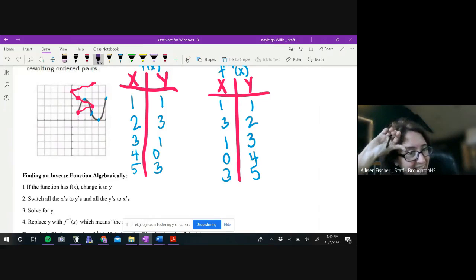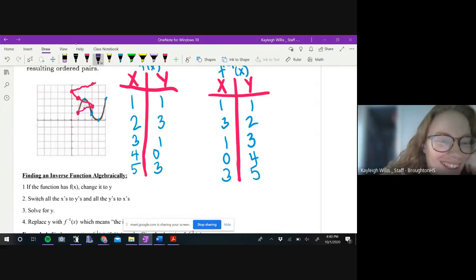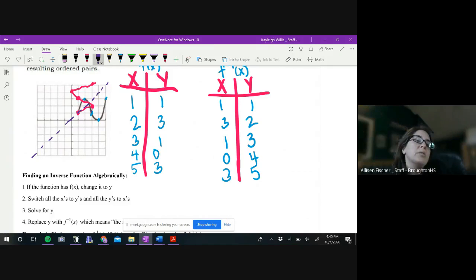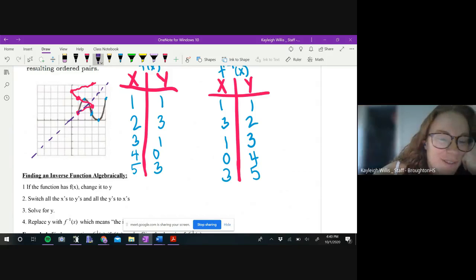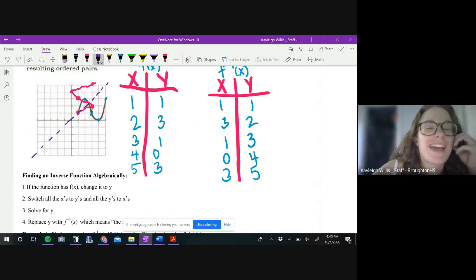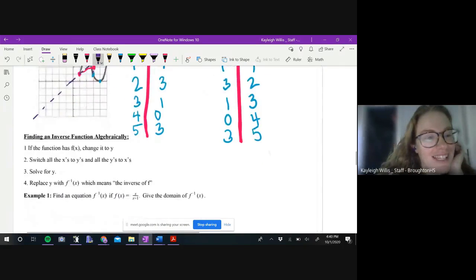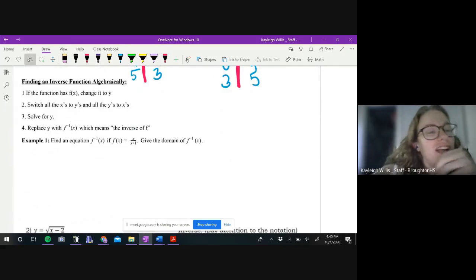I know. I can't do it either, but dash, dash, dash, dash, dash. That's better. Because then the graphs will line up with each other if you fold it on that line. That is a great thing to remember from Math 3, for sure. All right. Finding an inverse function algebraically.